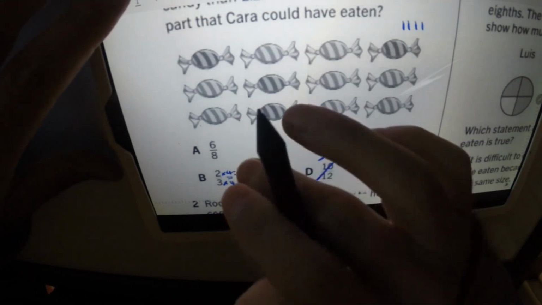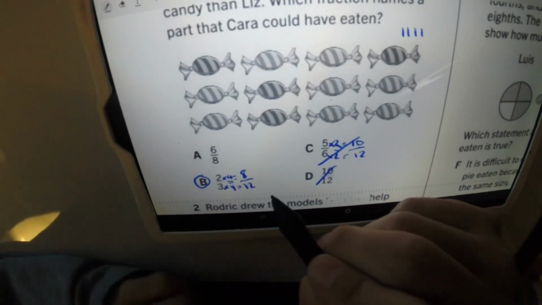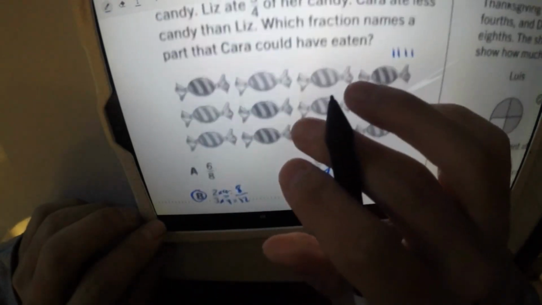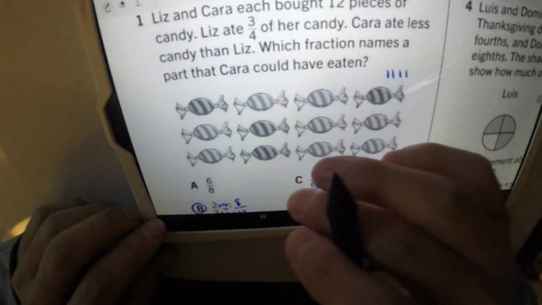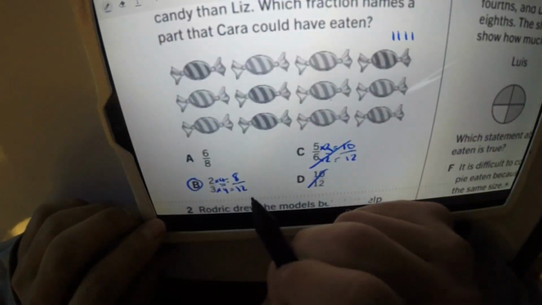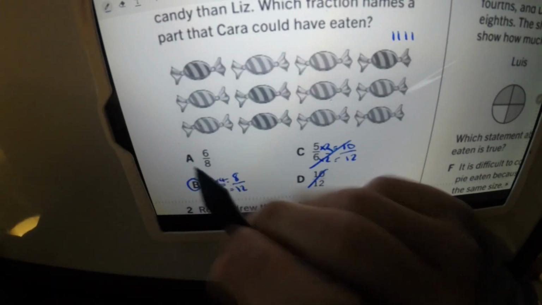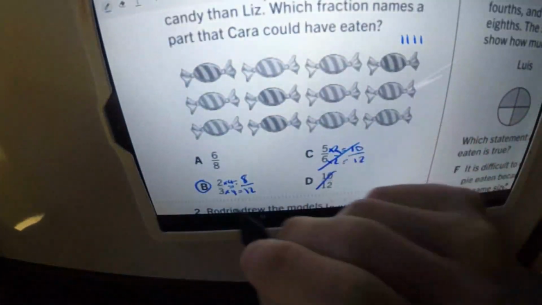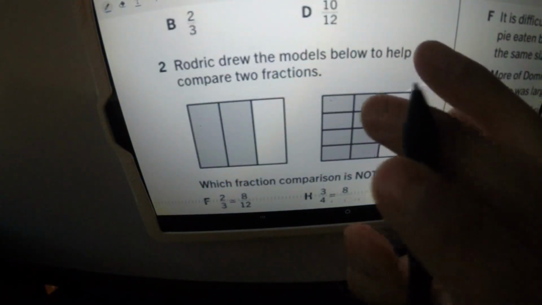Hey, this is smaller than 9, right? So this is the answer we're looking for: 8/12. Remember, Kara ate less than 9/12, and 8/12 is smaller than 9/12. So there is our answer right there. We don't have to go through the other one. We can work that one if we want, but we're not going to worry about it. But we know B is the answer. So that's number 1.